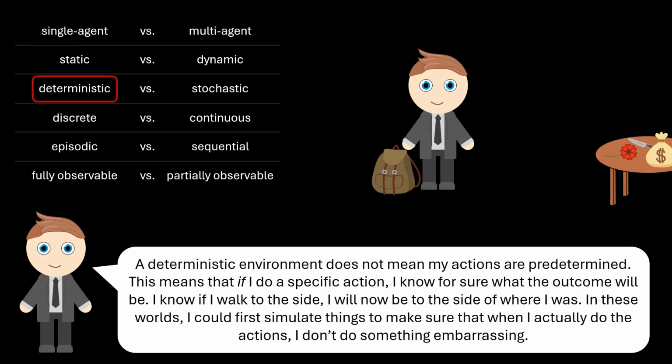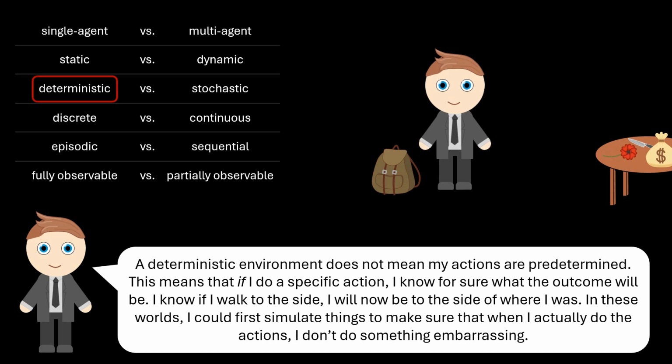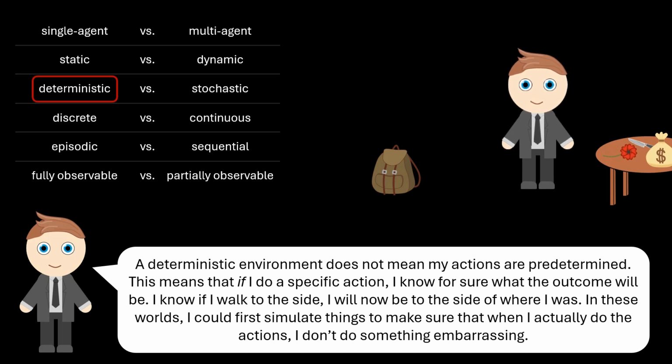A deterministic environment does not mean my actions are predetermined. This means that if I do a specific action, I know for sure what the outcome will be. I know if I walk to the side, I will now be to the side of where I was. In these worlds, I could first simulate things to make sure that when I actually do the actions, I don't do something embarrassing.